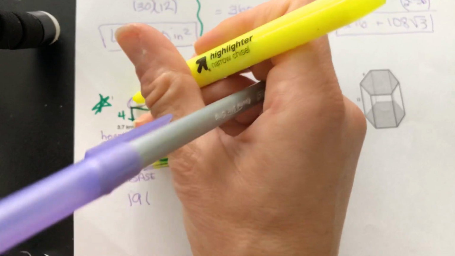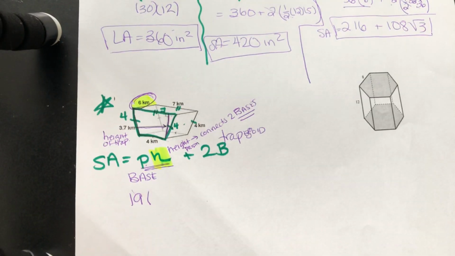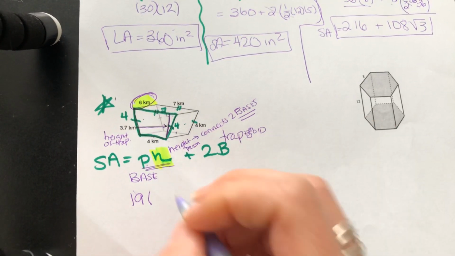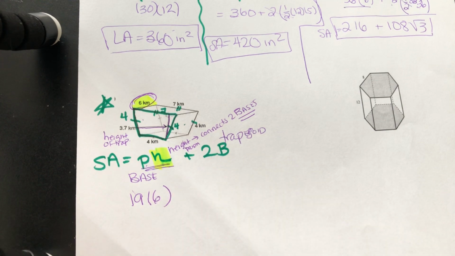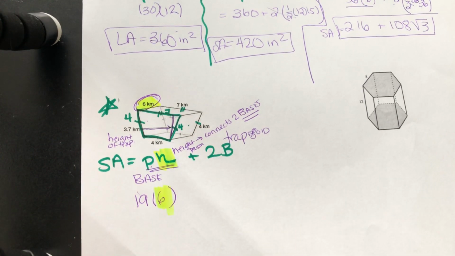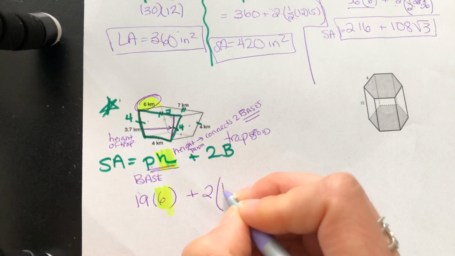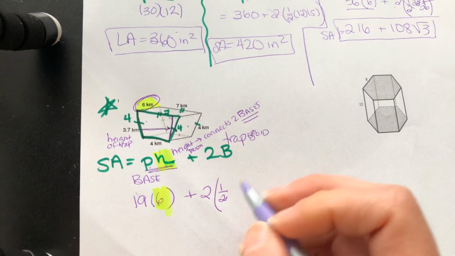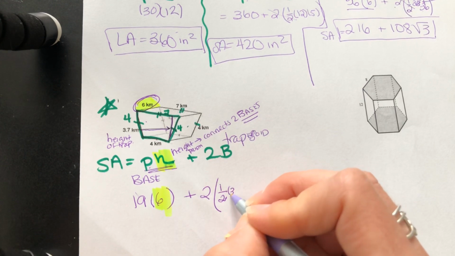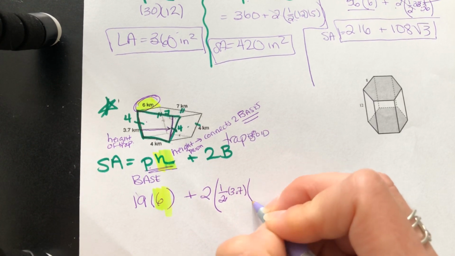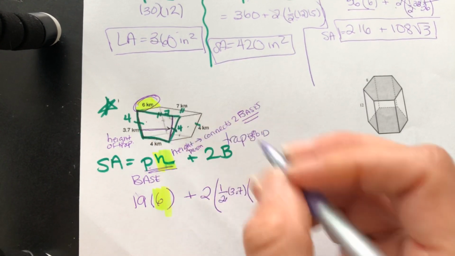So this is your 6. That is where some people might make the mistake. Be aware of that. Plus 2. All right. We got our formula for a trapezoid. We got 1/2. The height of the trapezoid is 3.7 times the sum of my bases, which is 4 and 7, which is 11. If you put this all in the calculator, here's what you should get.